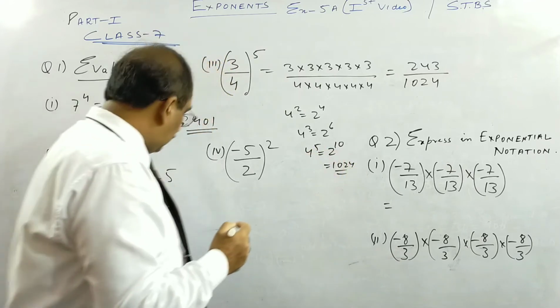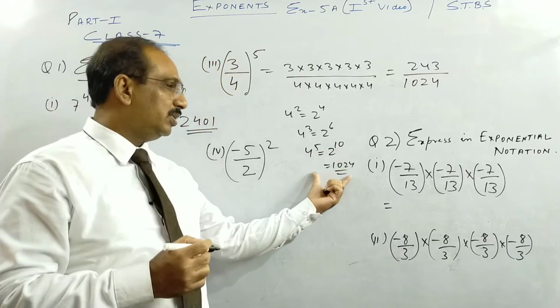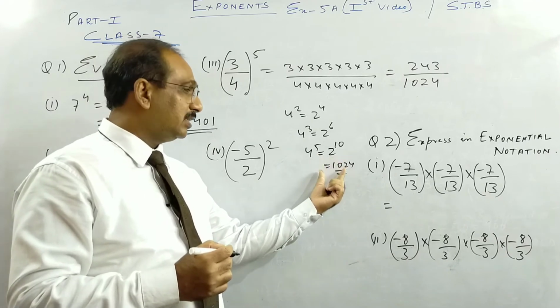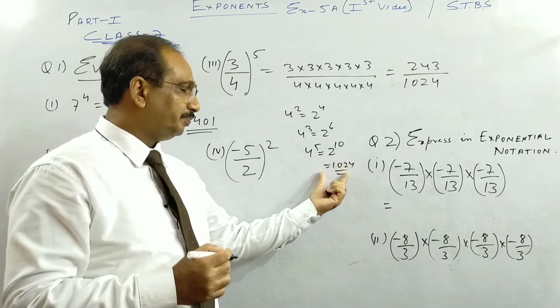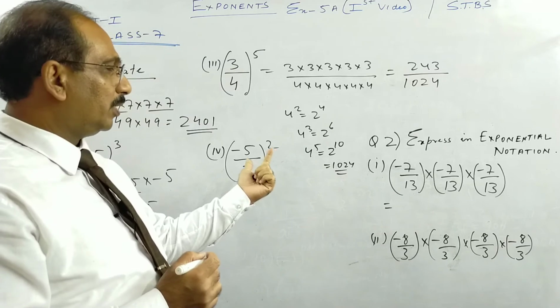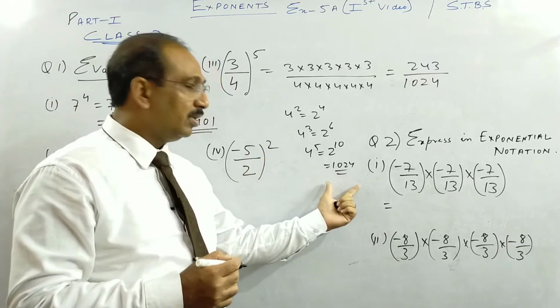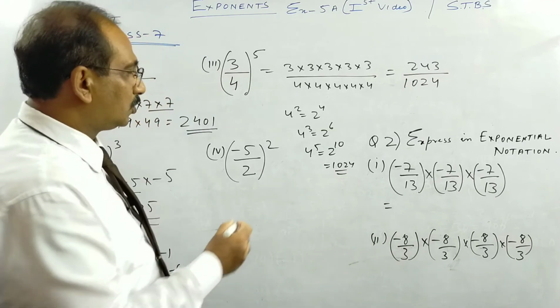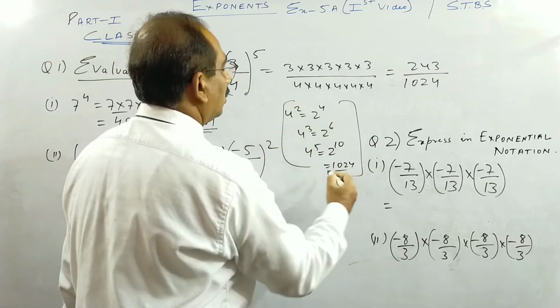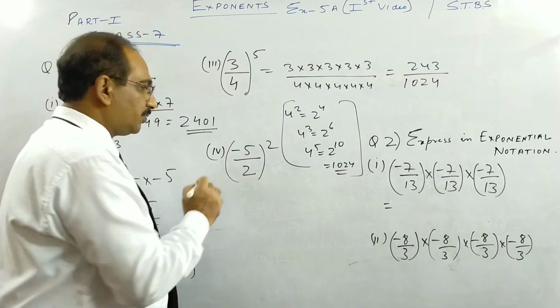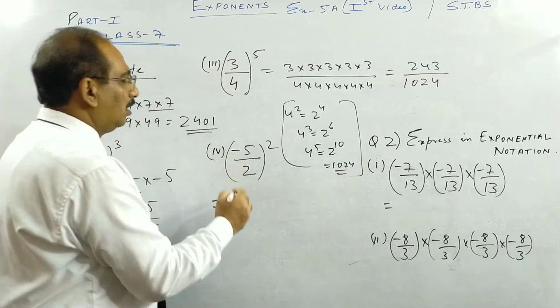So here I was showing you in the previous video, you see 2 to the power 9 is 512, and before that 2 to the power 5 is 32, 64, 128, 256, 512, then 1024. So please note it. Okay, now this one, the last question of part 1.